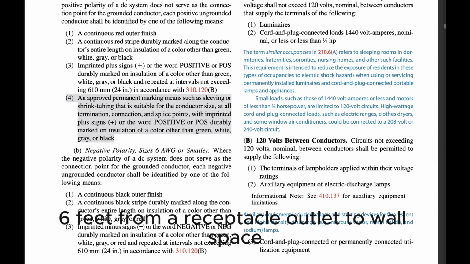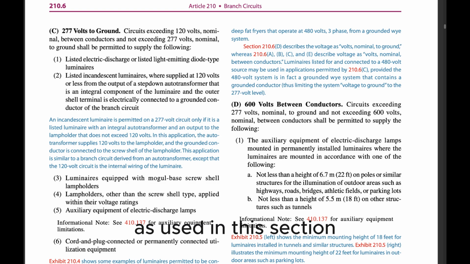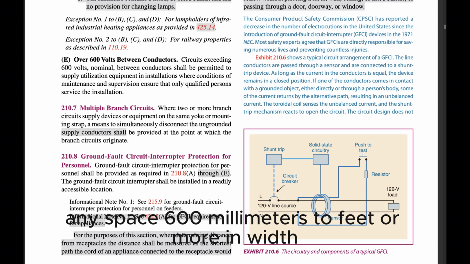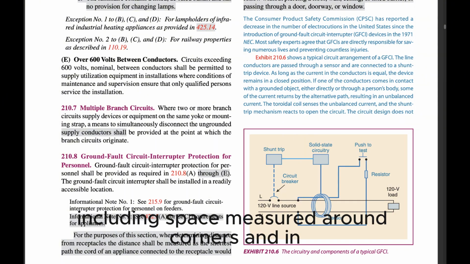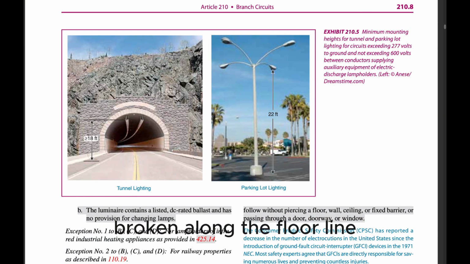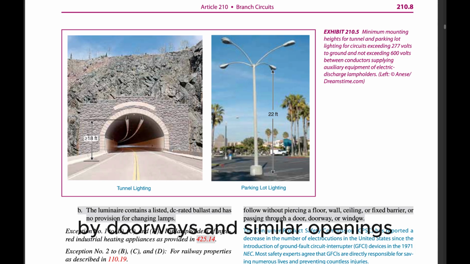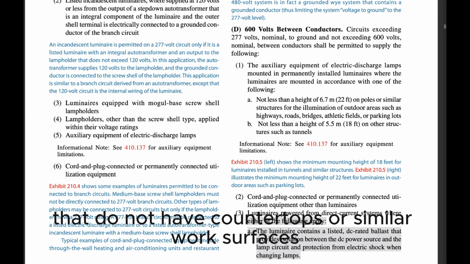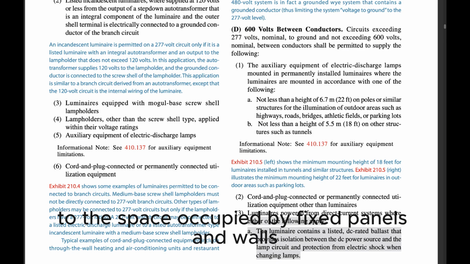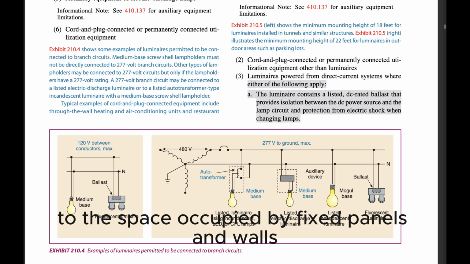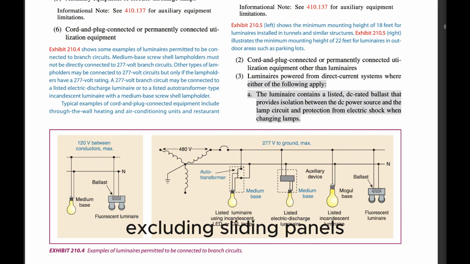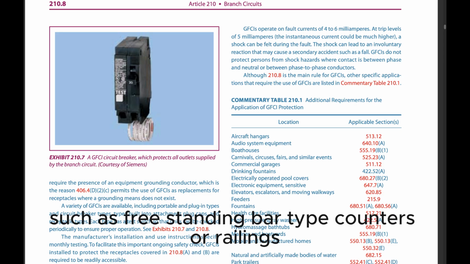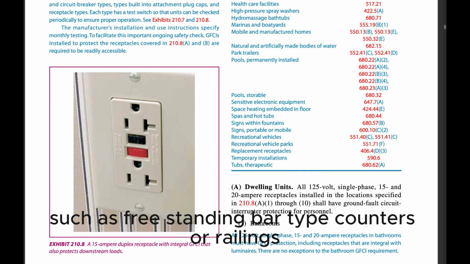2. Wall space. As used in this section, a wall space shall include the following. 1. Any space 600 millimeters (2 feet) or more in width, including space measured around corners and unbroken along the floor line by doorways and similar openings, fireplaces, and fixed cabinets that do not have countertops or similar work surfaces. 2. The space occupied by fixed panels in walls, excluding sliding panels. 3. The space afforded by fixed room dividers, such as freestanding bar-type counters or railings.